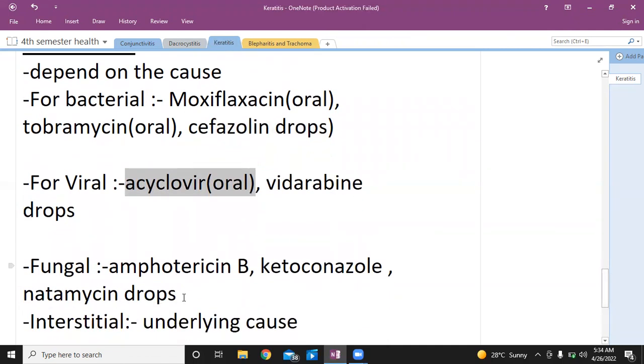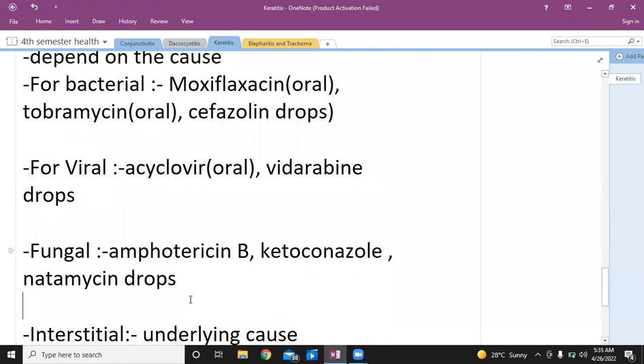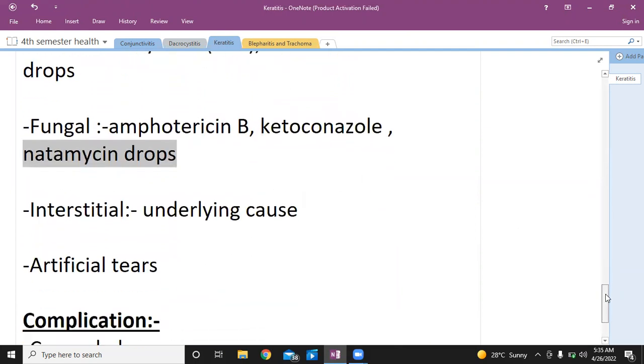If there is fungal keratitis, you use amphotericin B. Amphotericin B is a drug that is also used in some kinds of parasitic infections, but it will also do the work here. You can also use the antifungal ketoconazole, and if you want to use topical drops, it can be natamycin drops. This is how you treat fungal keratitis.